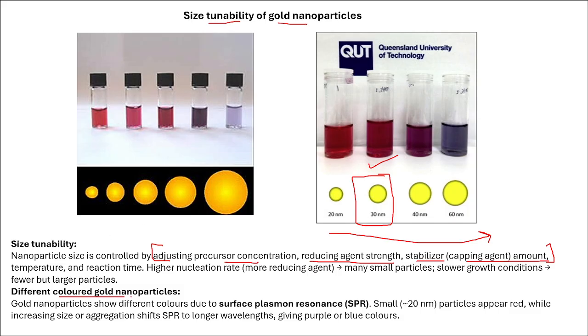Now there are different colored gold nanoparticles. What does this show? Gold nanoparticles show different colors due to surface plasmon resonance. Small nanoparticles appear red, while increasing size or aggregation, whenever there is aggregation, shifts the surface plasmon resonance to longer wavelength, giving purple or blue colors.